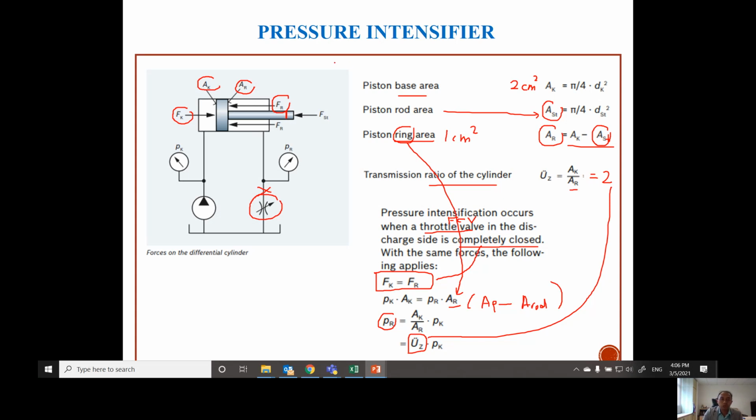So that is why we call this a pressure intensifier. With this example we can see that the pressure is being doubled, if you have, for example, 2 cm squared for the piston base area and 1 cm squared for the piston ring area. So this is how pressure intensification can be achieved by using a differential cylinder or single rod double acting cylinder. Okay.